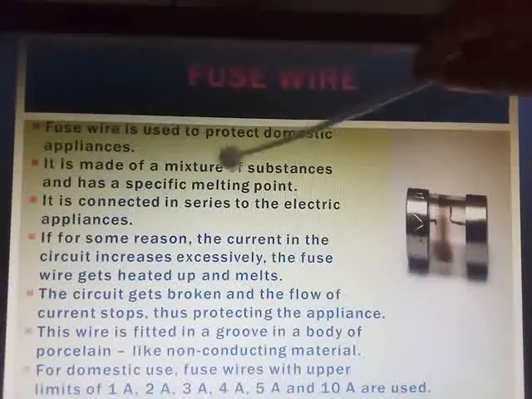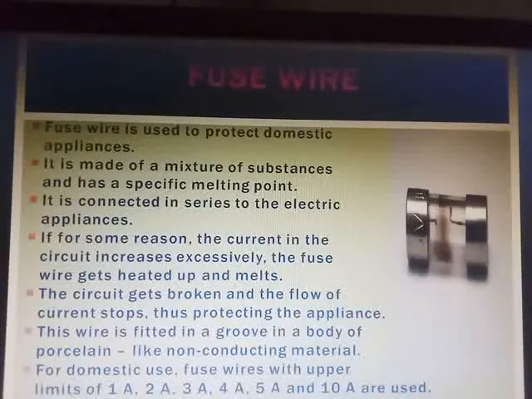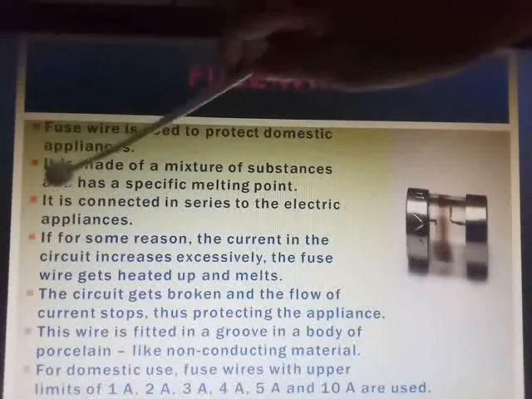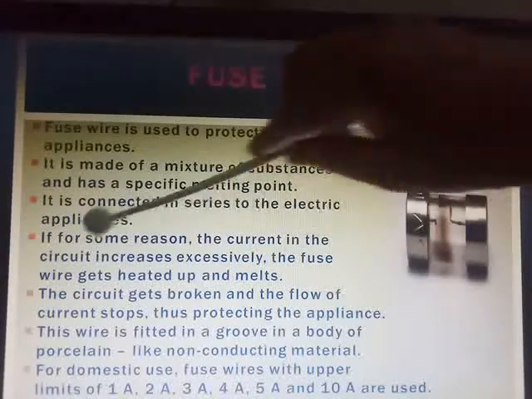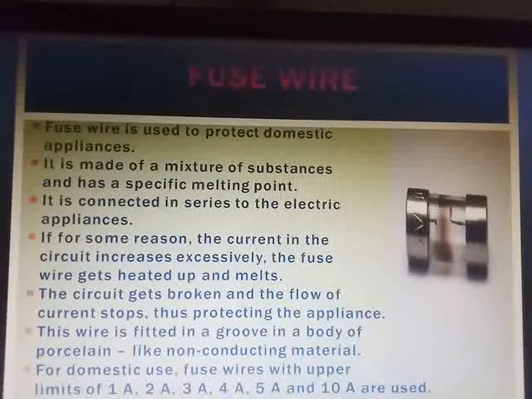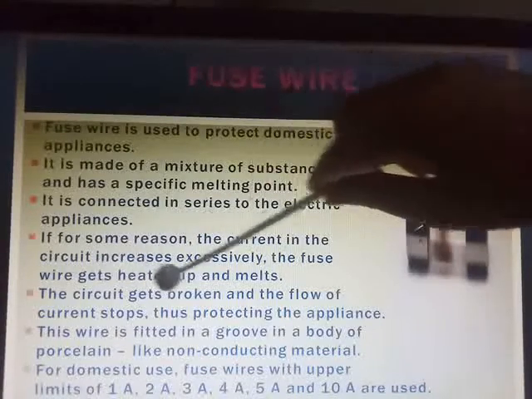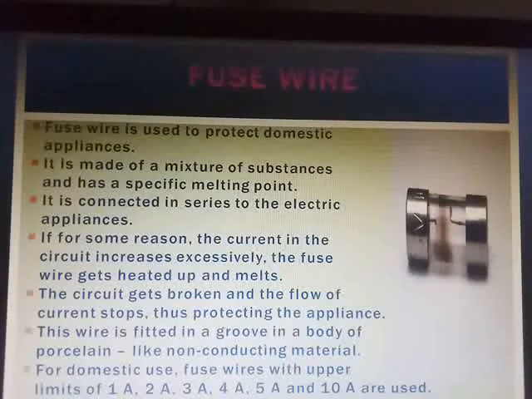It is made up of a mixture of substances and has a specific melting point, and this fuse is connected in series to the electrical appliances. What happens if the current in the circuit increases excessively? There is a capacity of the circuit to allow a particular amount of current to flow through it. But if the current level increases, the fuse wire gets heated up and it melts. The circuit gets broken and the flow of current stops. Thus, your electrical devices, appliances are prevented from getting burnt.